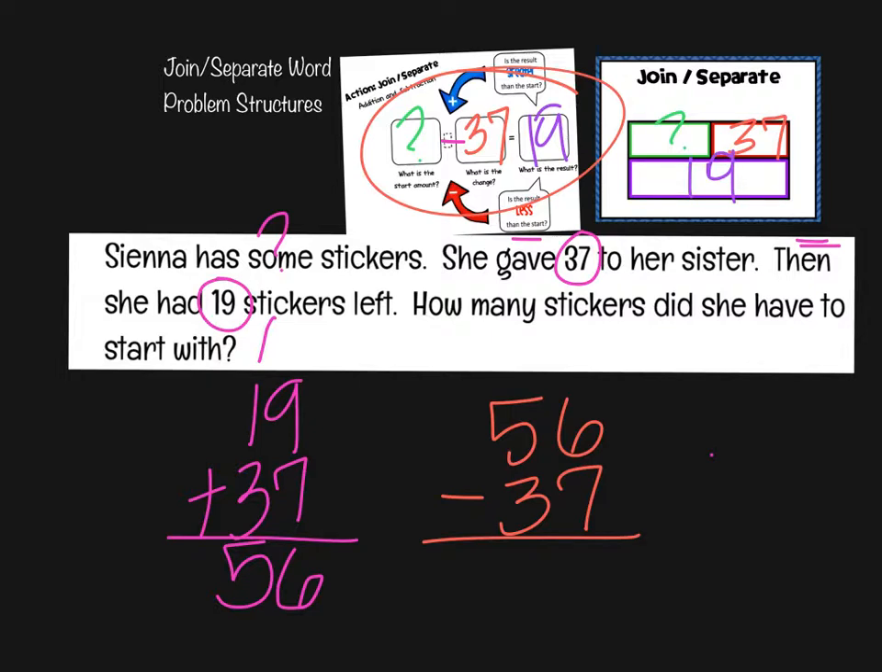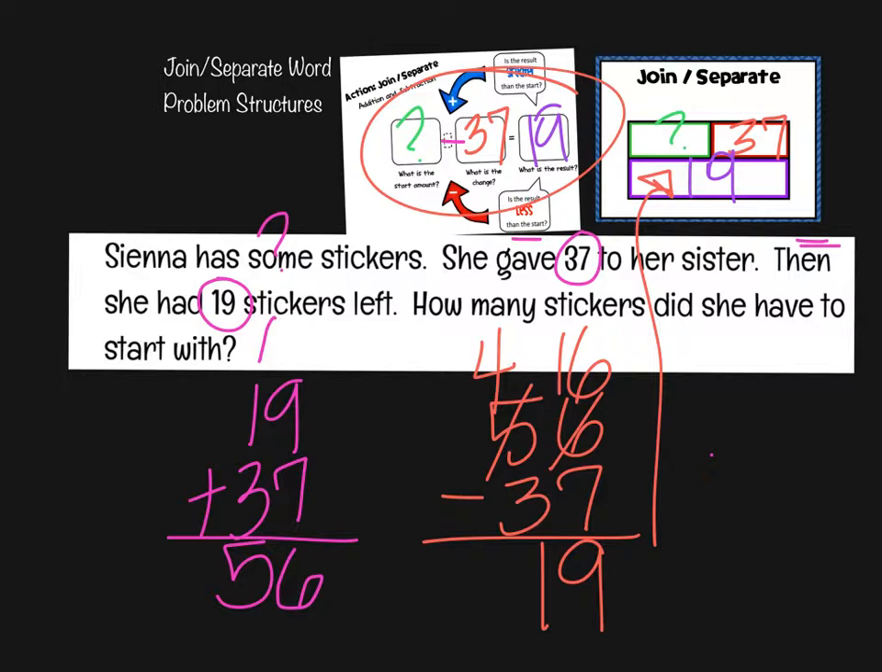6 minus 7. That's right, can't do it. Regroup. 5 turns to 4. Excellent. 6 is now 16. Good. What is 16 minus 7? That's right, it's 9. Okay, let's go to our tens place. What is 4 minus 3? 1. Did we get the answer, the result of 19?